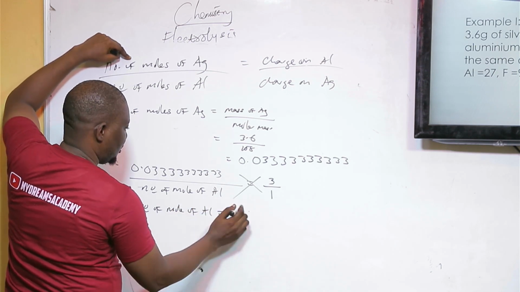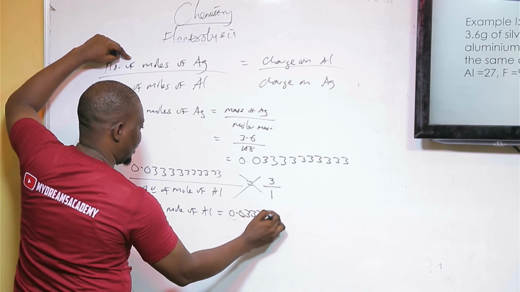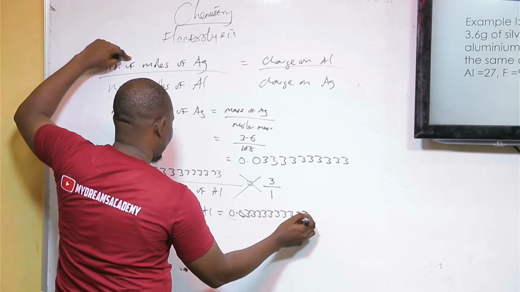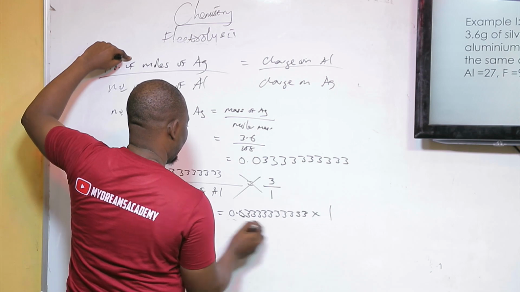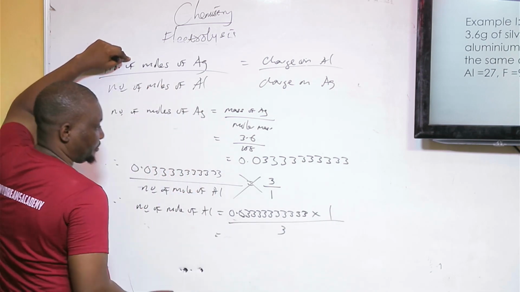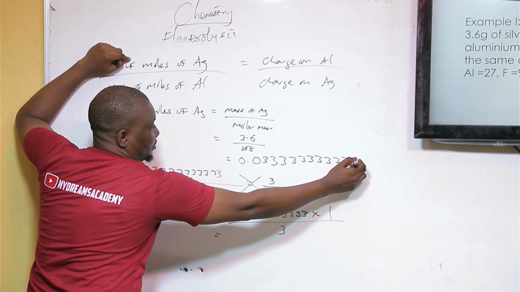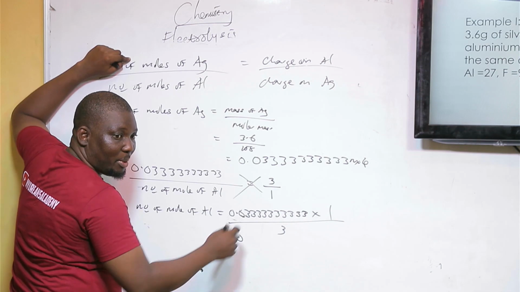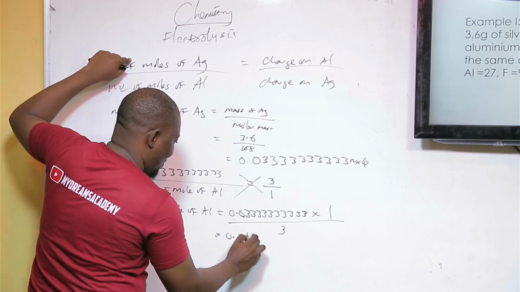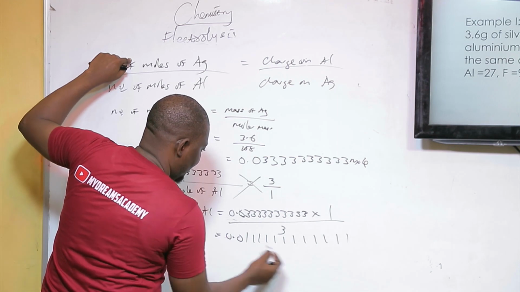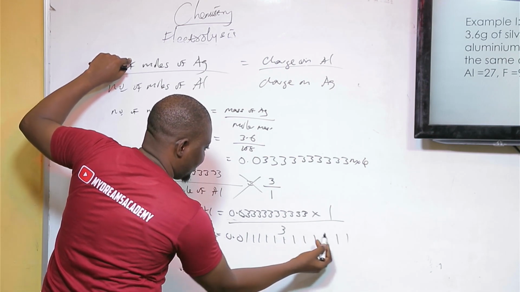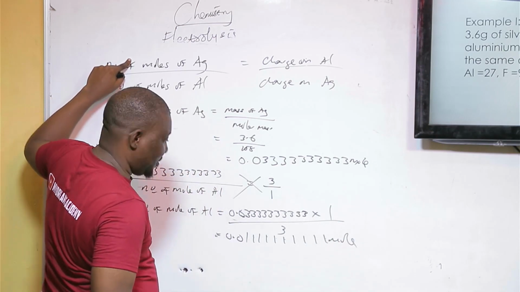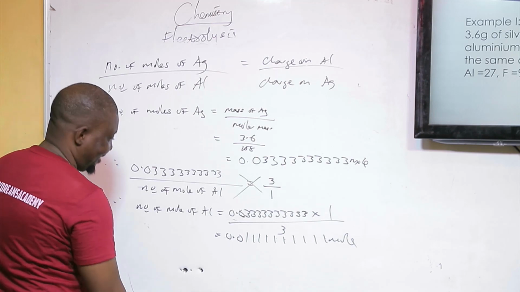0.0333333333, times 1 over 3. What do I have there? Remember, this is a mole. It is 0.0111111111. Okay, this is the number of moles of aluminium. So you have to find the mass.